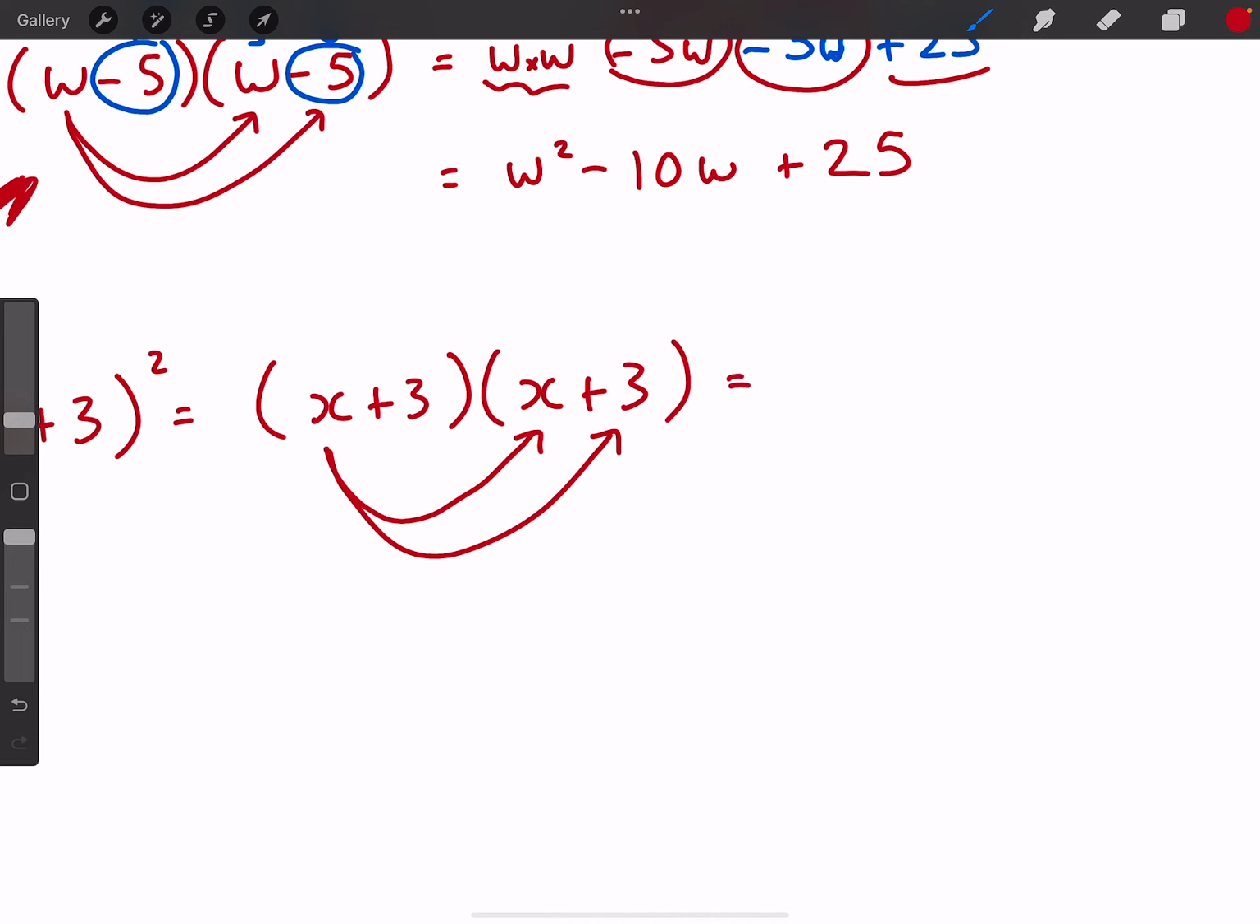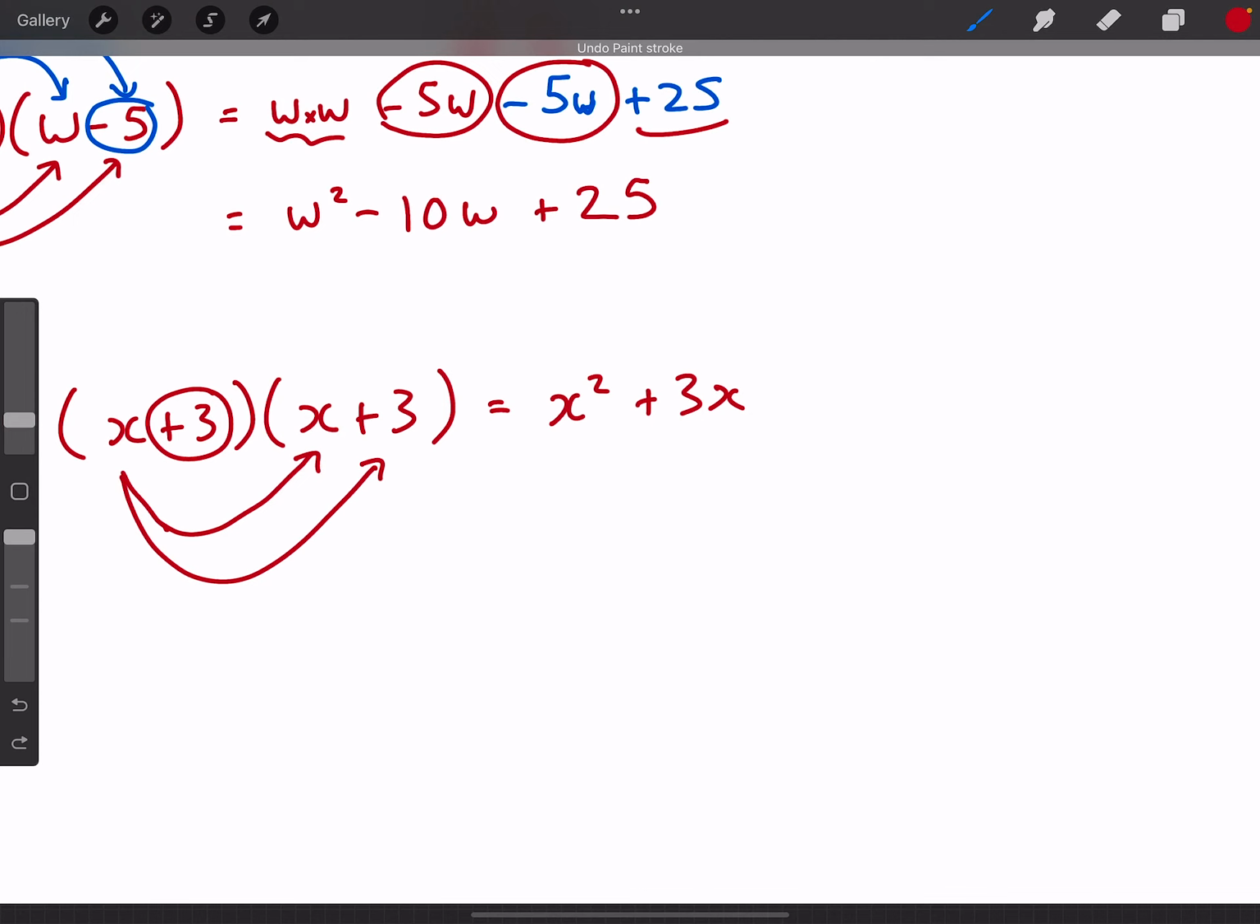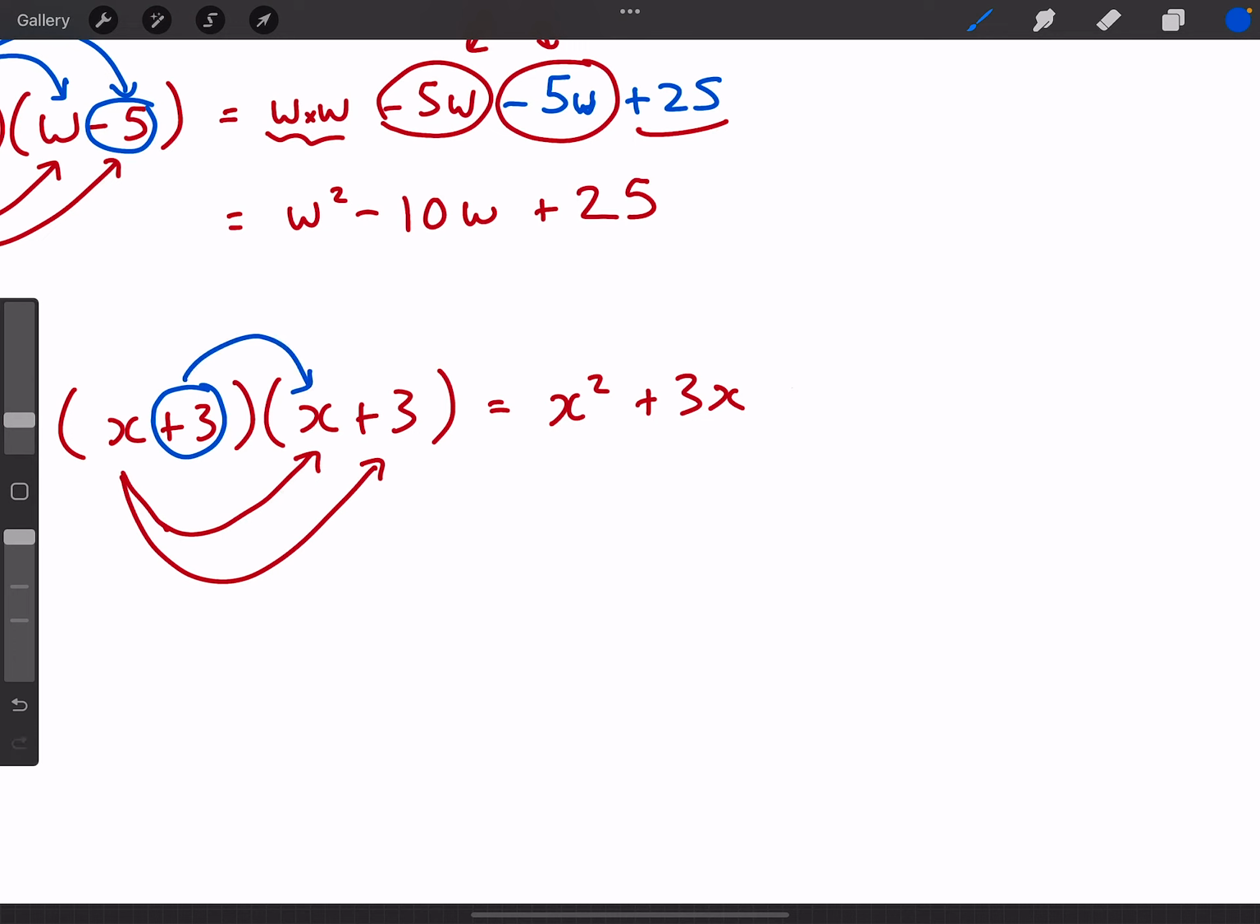So x times x, that'll be x squared. Okay, so that's what I did with the first one, right? And then x times a positive 3, that's positive 3x. And now we have a positive 3 times x, so that's another plus 3x, and then a positive 3 times a positive 3, so that's positive 9.